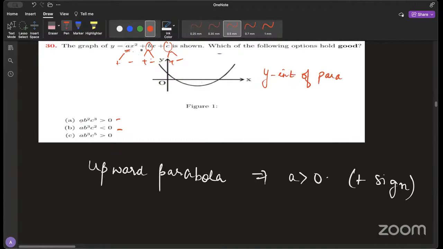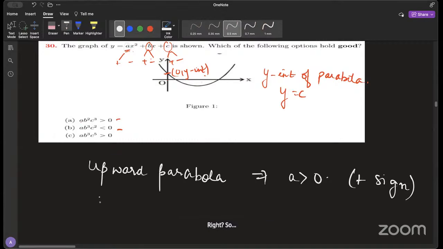You substitute x equals 0, so you'll get y equals c. So the y-intercept of your parabola is y equals c. And in the graph, what's your y-intercept? This is your y-intercept, right? 0, y-intercept. And since this is on the positive side of the y-axis, that means your y-intercept is positive, right?